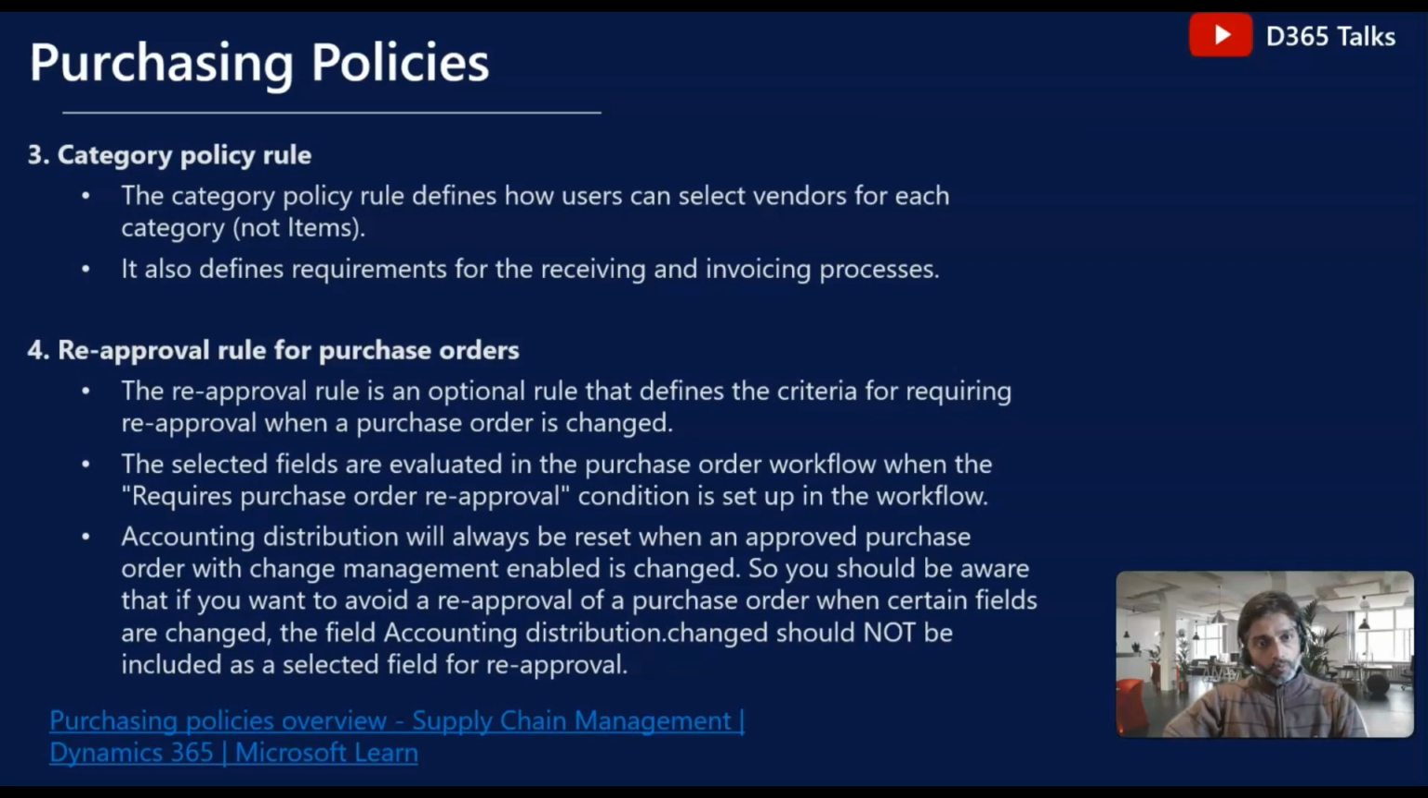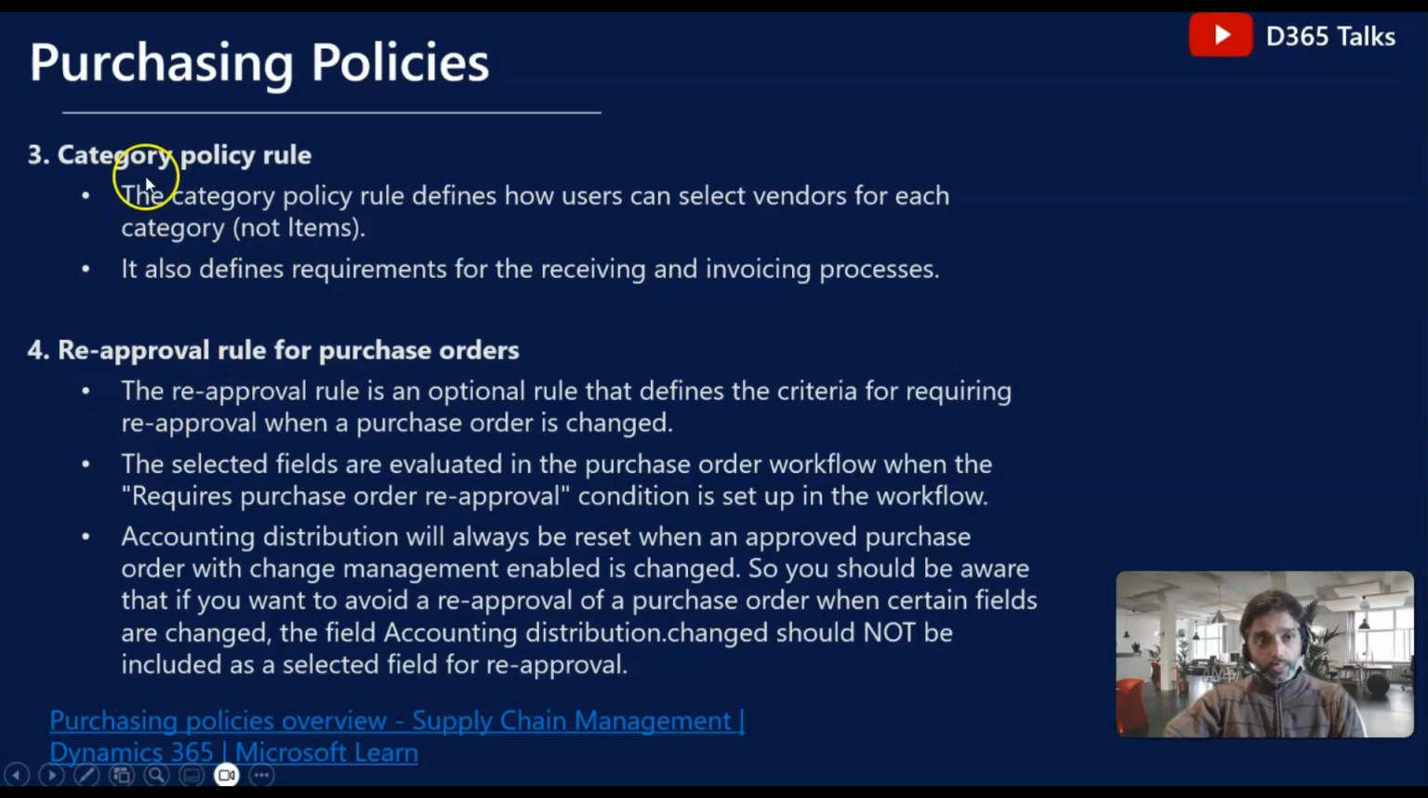So in this episode, we will be primarily covering the category policy rule and the change approval rule for purchase orders. These two are very important functionalities within purchasing policies, which will help us control the vendor accounts which need to be displayed in your purchase requisitions. And this is also related to your purchase order, where whenever there are any changes done at your line level or header level, whether you need to re-trigger the approval process for the purchase order workflow or not.